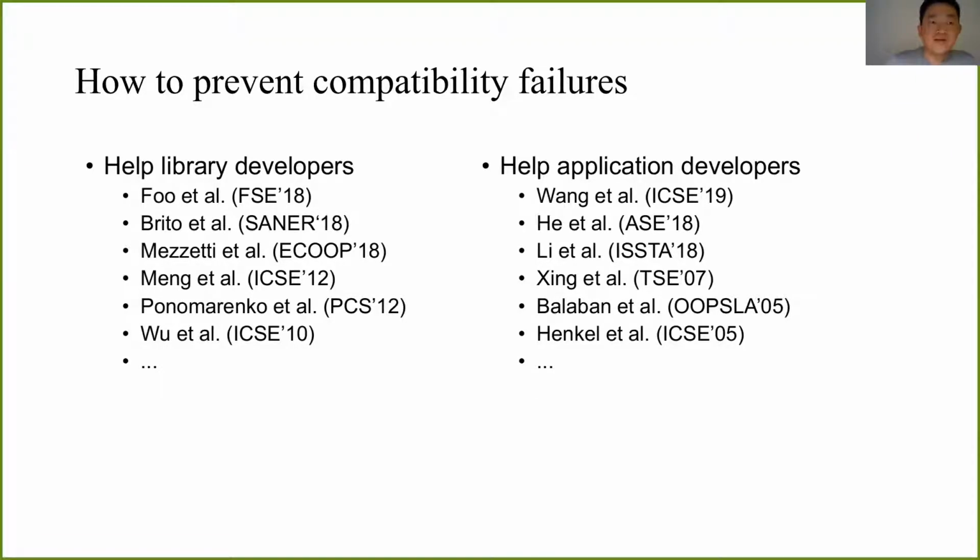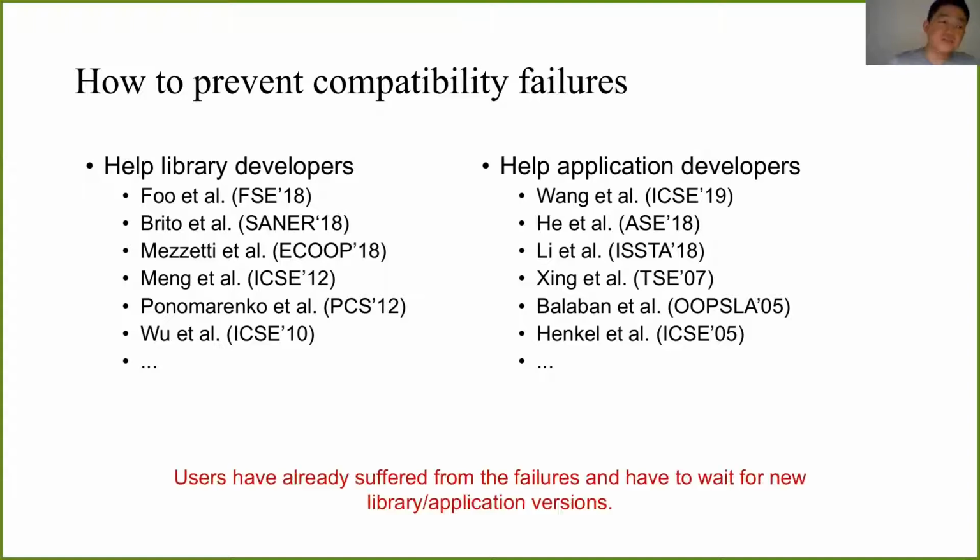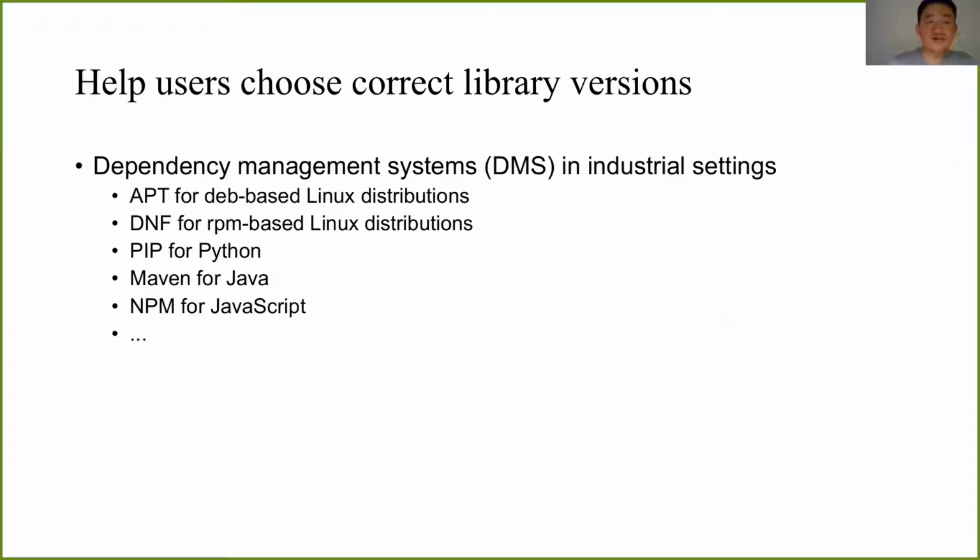There are many research works helping library developers fix breaking changes or helping application developers adapt to the breaking changes. However, in these cases, users have already suffered from the failures and have to wait for new library or application versions. So a more lightweight solution is to help users choose the right version from the very beginning without having to see the failures happen.